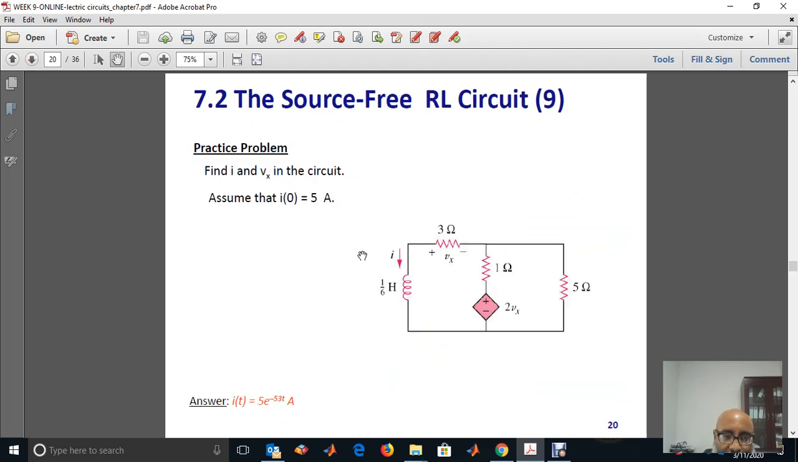You can practice with this circuit also. This is an RL circuit. Again, you need to find the Thevenin resistance, and then you have to get tau, which is L over R.